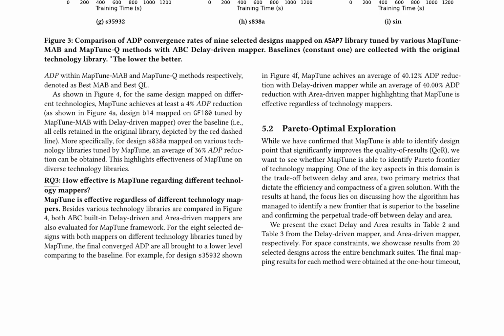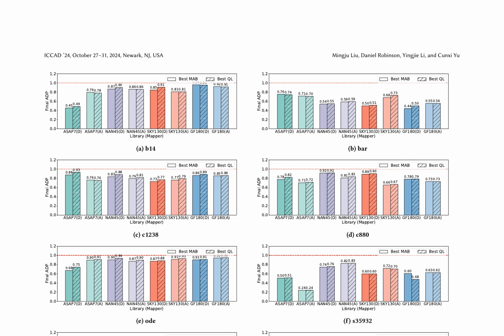These findings confirm the perpetual trade-off between delay and area and demonstrate how the algorithm has managed to identify a new frontier that is superior to the baseline. A comparative analysis of the final converged average delay penalty, ADP, for 8 selected designs mapped on various technology libraries, including ASAP7, NAN45, SKY130, and GF180, reveals significant insights into the trade-offs between area and delay optimization.